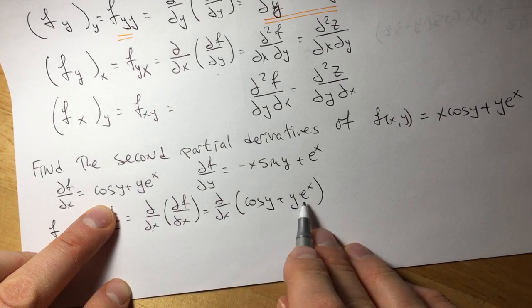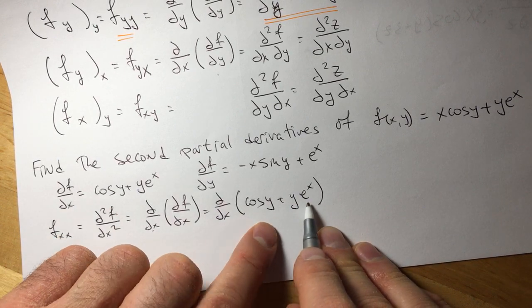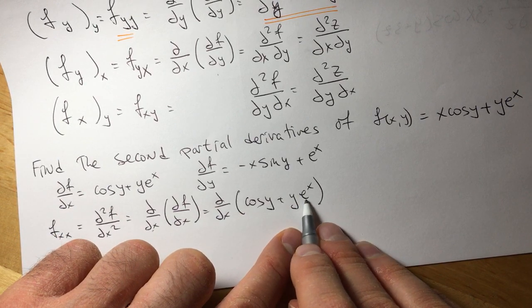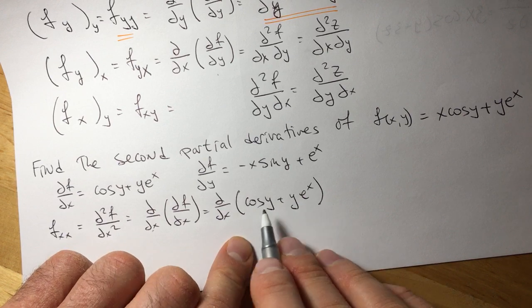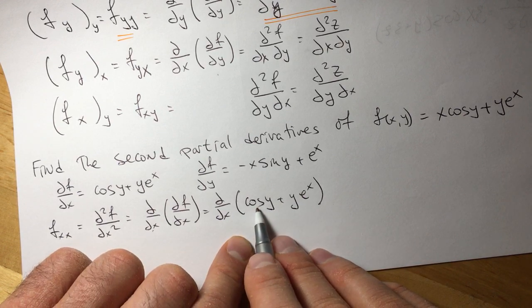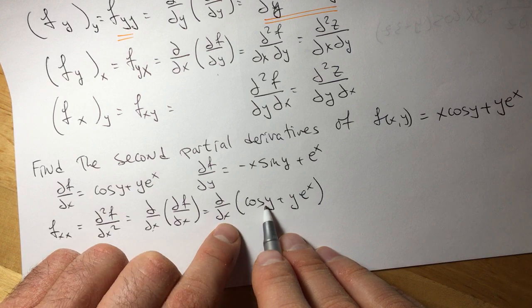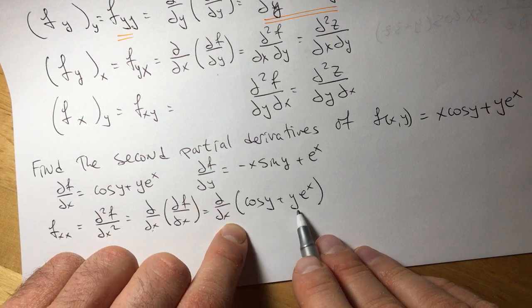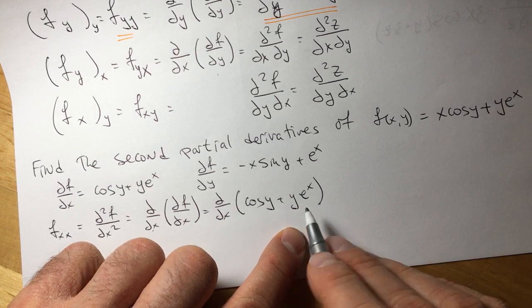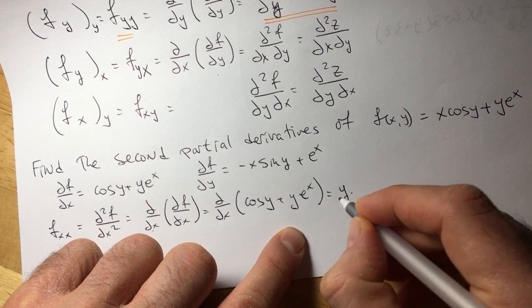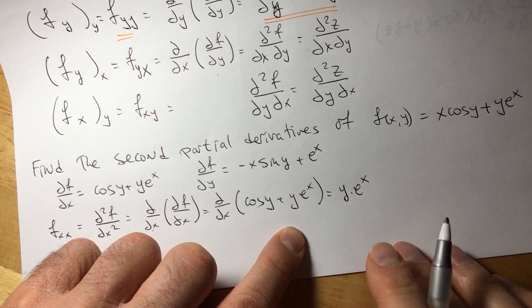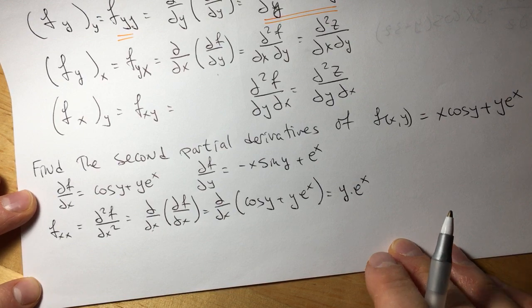Now in this expression here, in this function, right, x appears only here. This is the function in terms of x. This is being treated as a constant. So cosine of y, derivative of cosine of y with respect to x is 0. Here y is treated as a constant. So that's y times derivative of e to power x is e to power x. Okay?